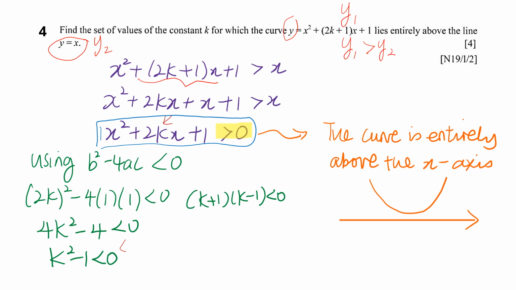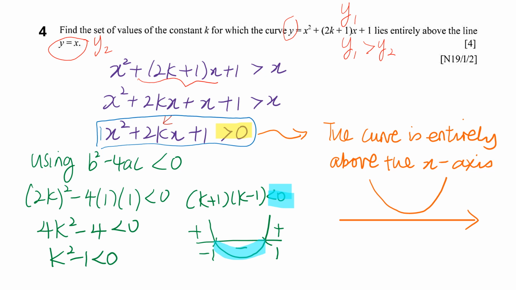Okay? And then draw your quadratic curve. The two k-intercepts are negative 1 and 1. Identify the positive and negative region. We're interested in less than 0, so we're interested in the blue region there. So the corresponding x value will be anything that is between negative 1 and 1.